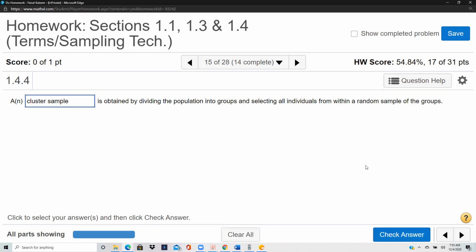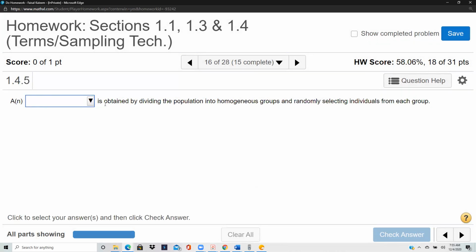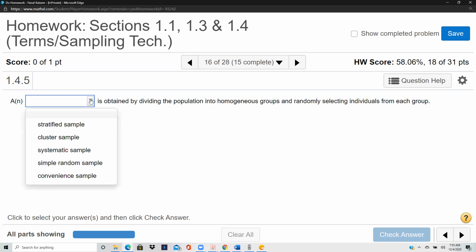You choose a few at the first level, only a few groups, but then everybody from those groups at the second level. And a blank is obtained by dividing population into homogeneous groups and randomly selecting individuals from each group. So now each group is being counted. So groups for the first level. So everything is being chosen from the first level, and then some individuals at the second level. So that was stratified.